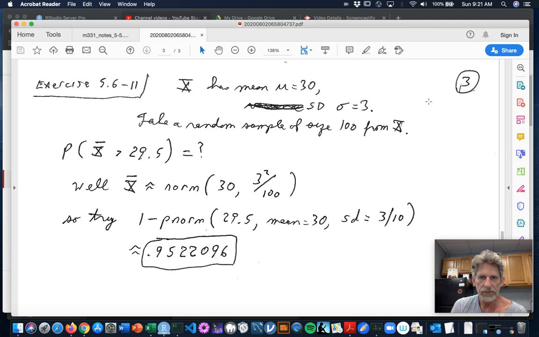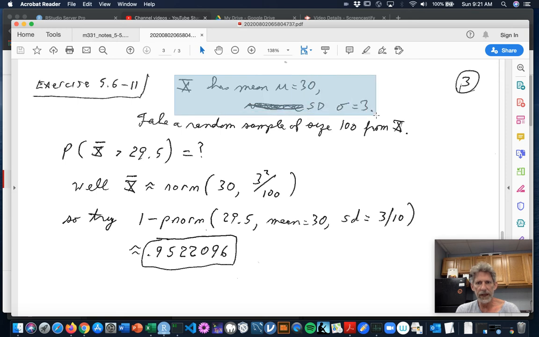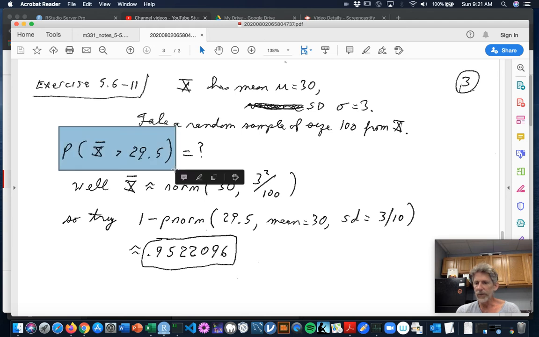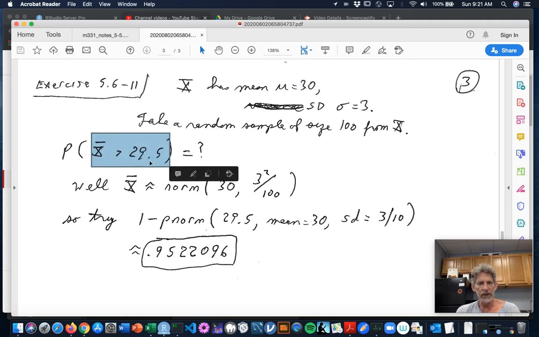Let's try another one. Say that you have some random variable that has a mean of 30 and a standard deviation of 3, and you take a random sample of size 100 from it. Pretty big sample size there. What's the chance that the sample mean would come out bigger than 29.5? I mean, you'd expect the sample mean to be around 30. So I'm expecting an answer here that's definitely bigger than 50%, I would say.